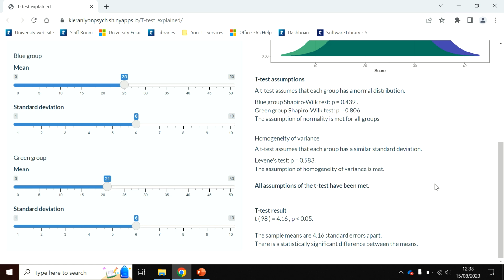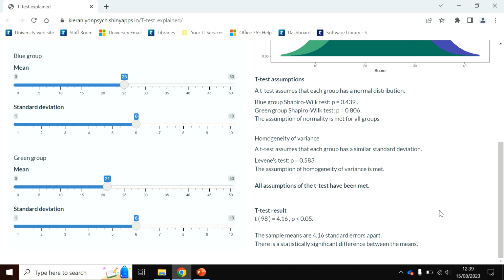What you'll also see is that the sample size is going to change the results of the t-test because a larger sample means a smaller standard error. And then we get our t-statistic, and the t-statistic in this case is 4.16. And what that means is that these sample means are 4.16 standard errors away from each other.